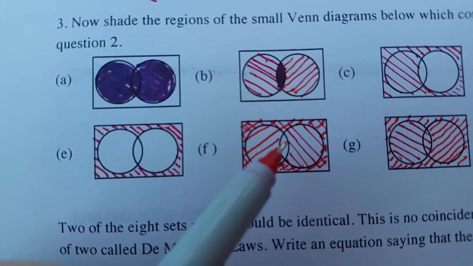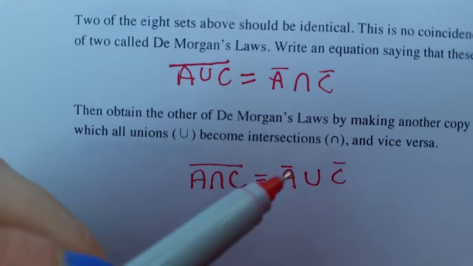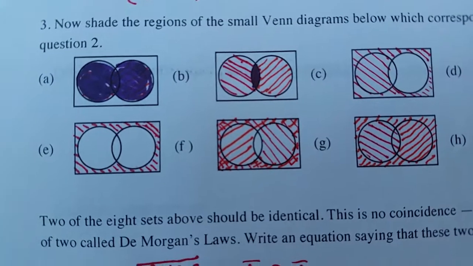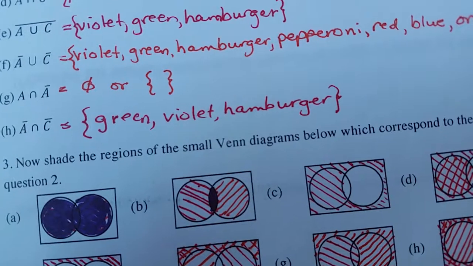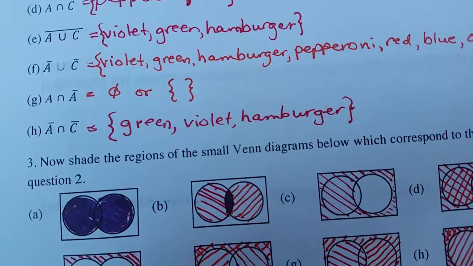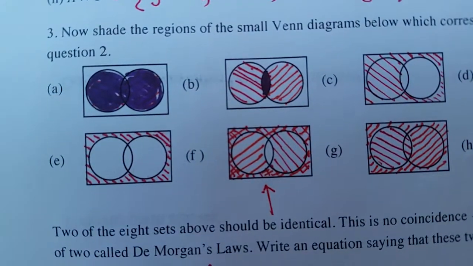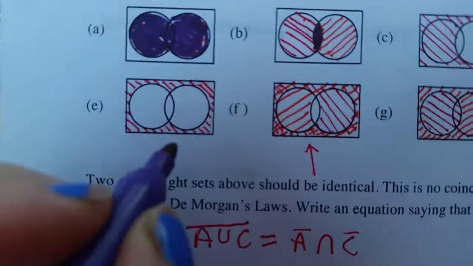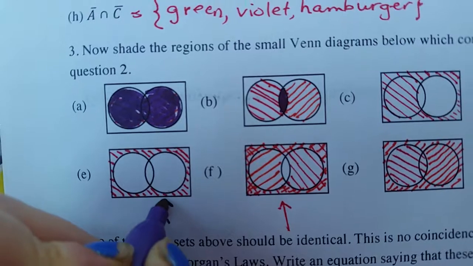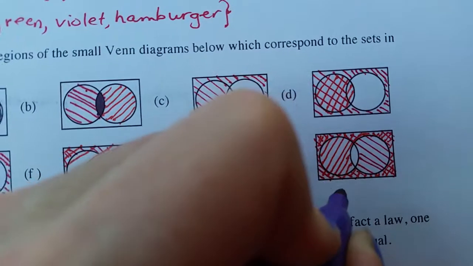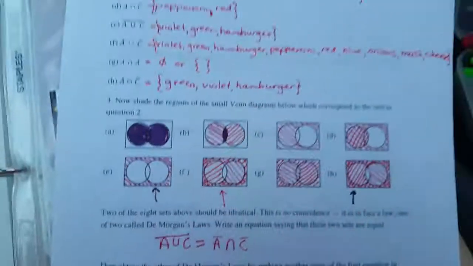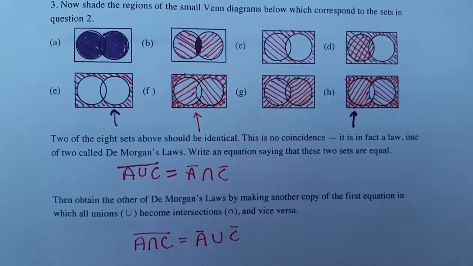And the other way to get that same pattern is to take A complement and C complement and do a union of them. So there is the other of DeMorgan's laws. That's the second one. The first one was E and H matching. Okay, and there is our homework all finished.